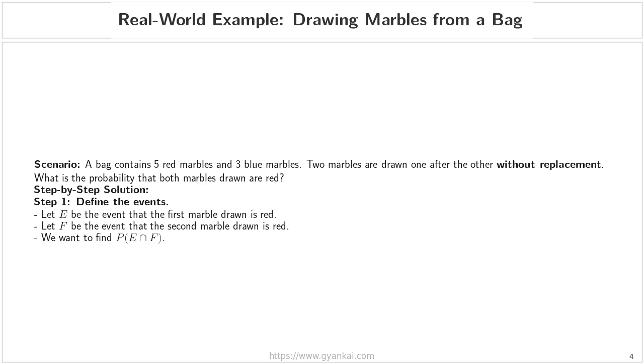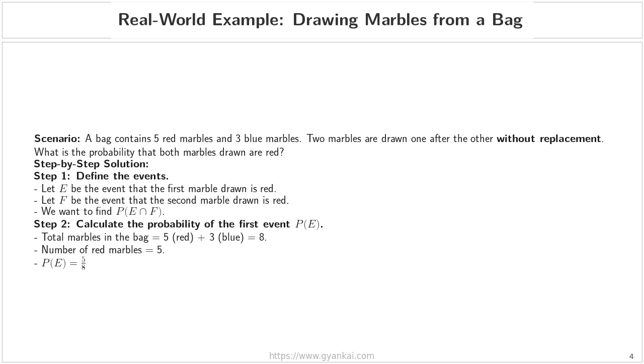Step 1. First, we must define our events clearly. Let's let event E represent the event that the first marble drawn is red, and let event F represent the event that the second marble drawn is red. We are looking to find the probability of event E intersection event F, which represents the probability of both events occurring.